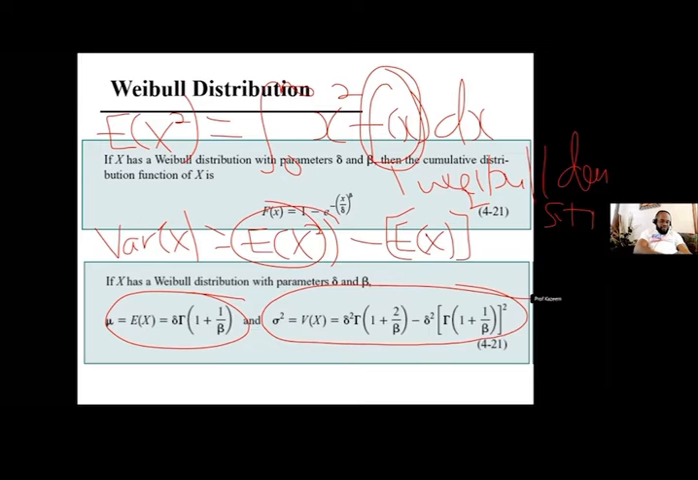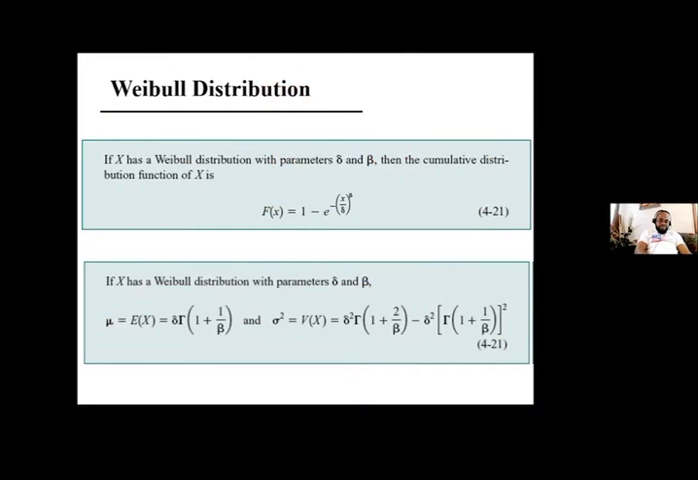Okay, can you see that now? That's going to be the variance. So what I'm trying to show you right now, this is the variance of Weibull. This is the variance of a random variable x that follows the Weibull distribution. You can derive that as well.